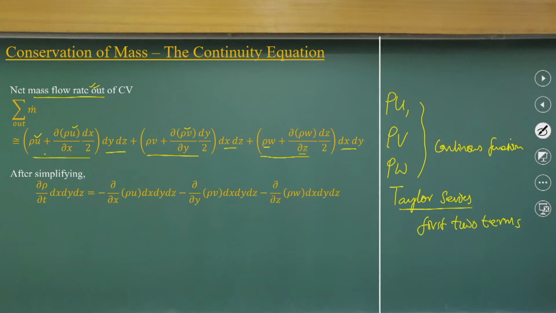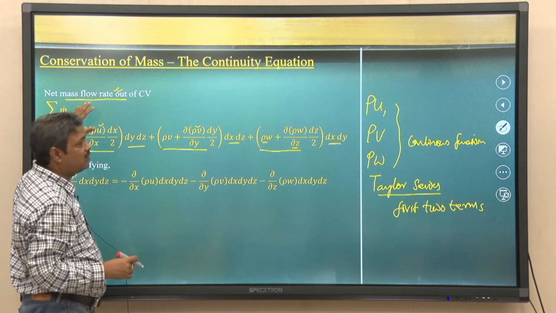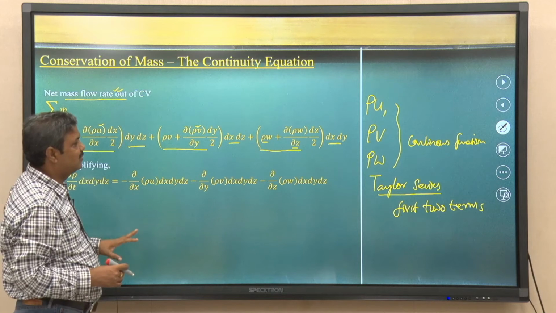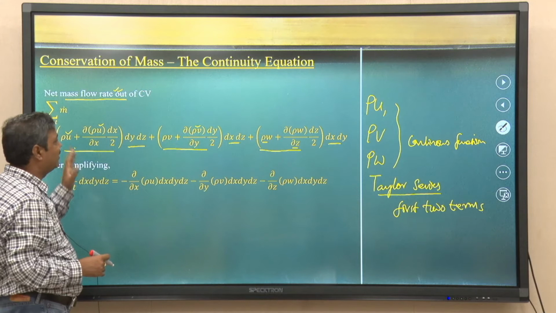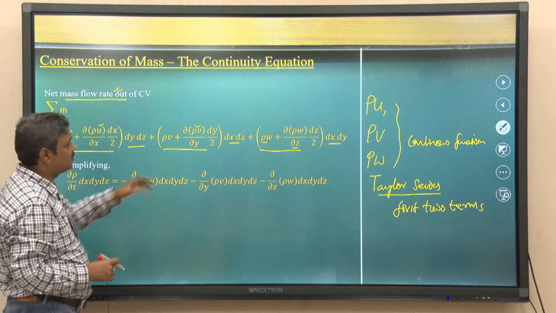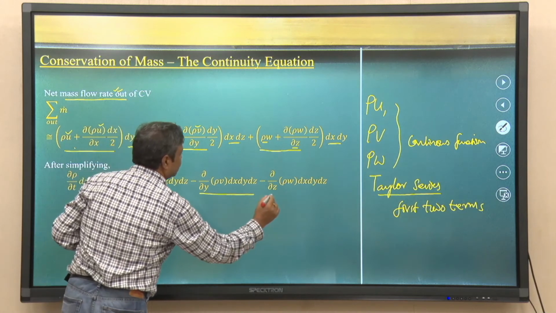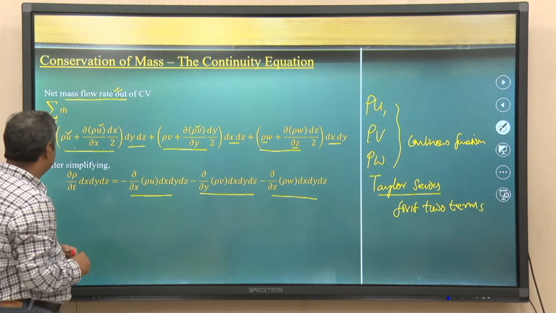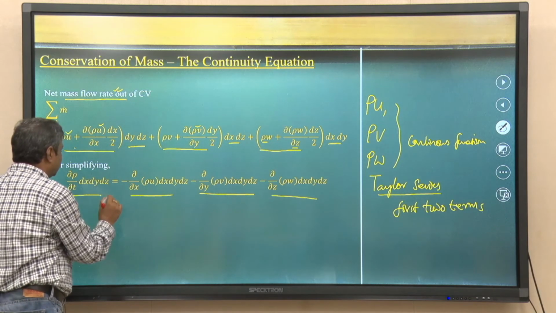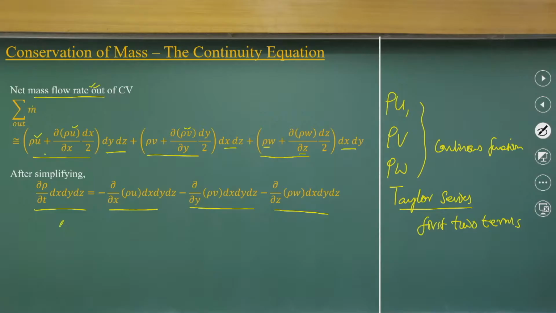Other terms we have neglected, then we can expand it for an infinitely small control volume. What will be the mass influx, mass outflux? As we discussed, we can write in a very simple way the net outflux, just subtracting that part, and we get a net outflux mass flux. Net mass flux is the change of the storage of the mass within the control volume.